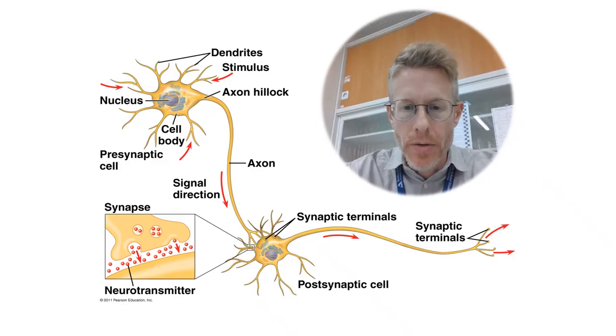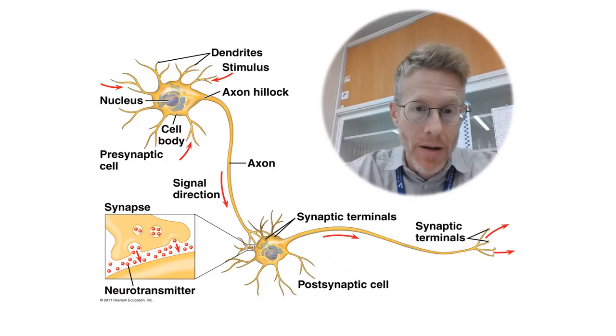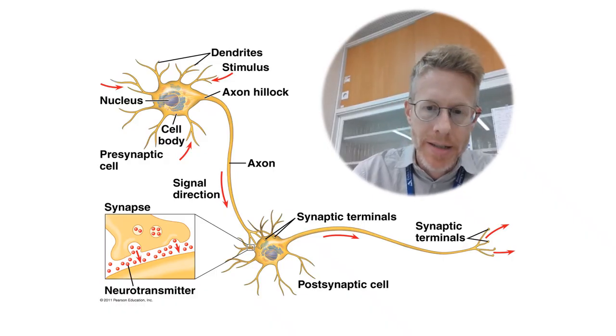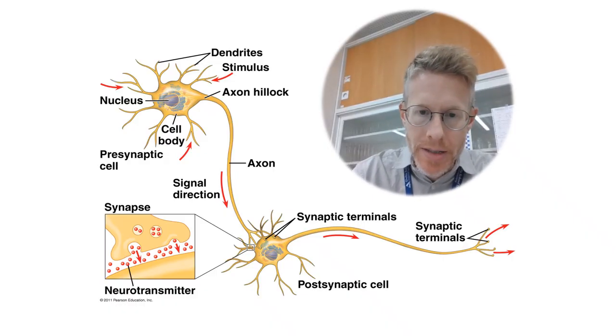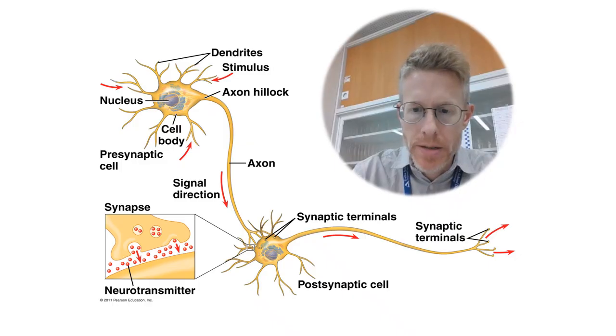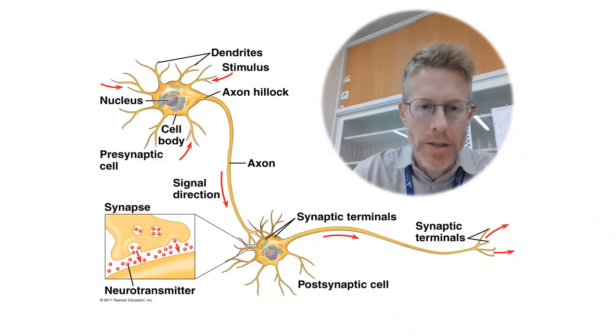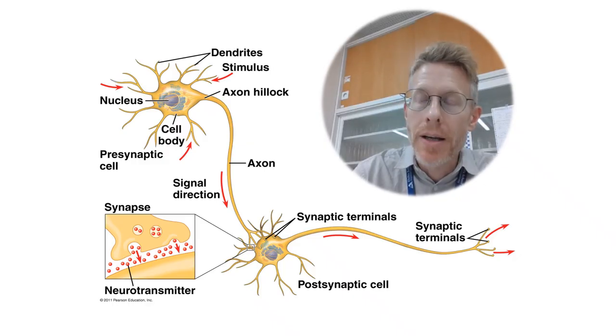So neurons are a kind of cell. They're a really highly specialized cell. In this diagram, you can see there are two neurons. Like all cells, they have the organelles that they need to carry out their functions. So they have a nucleus, they have endoplasmic reticulum, they have mitochondria, and all of those different organelles.